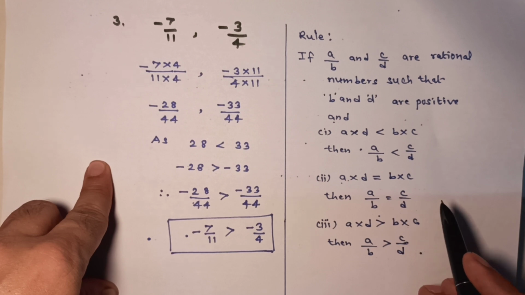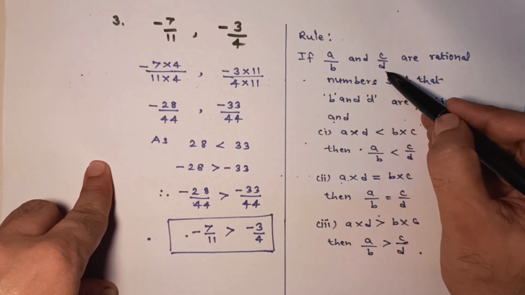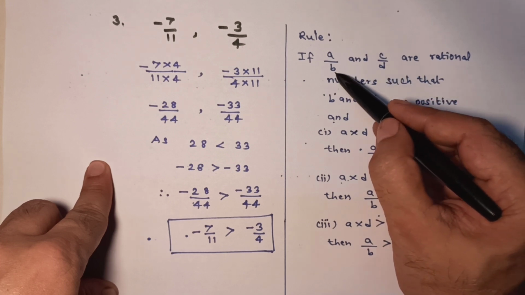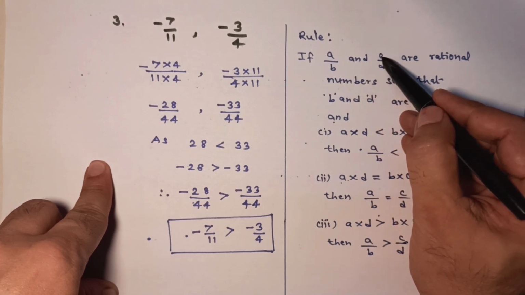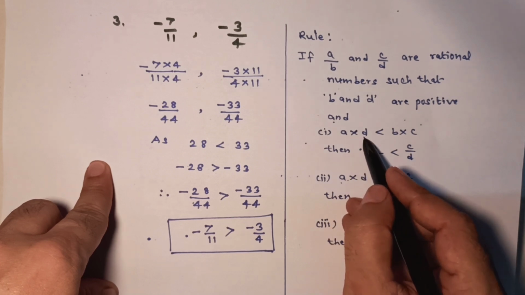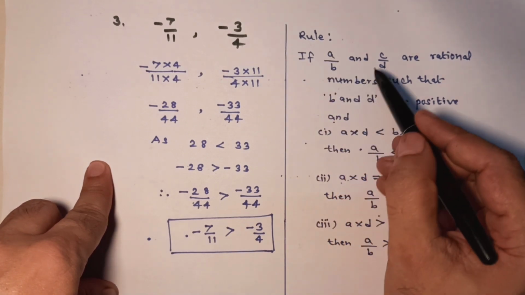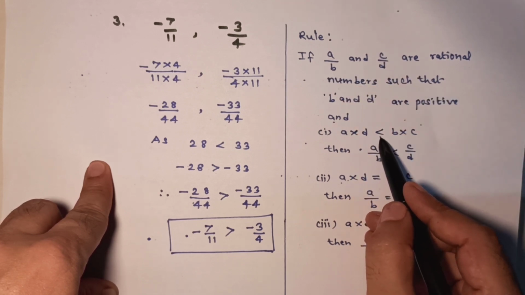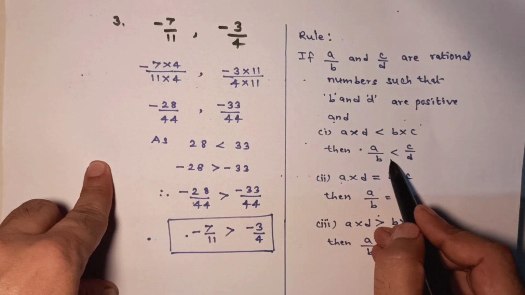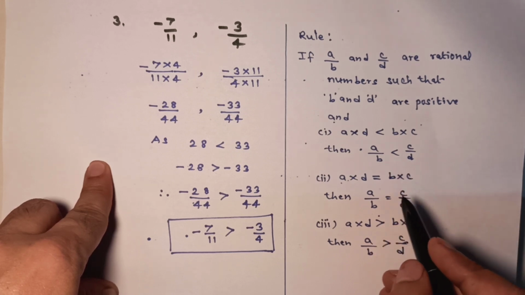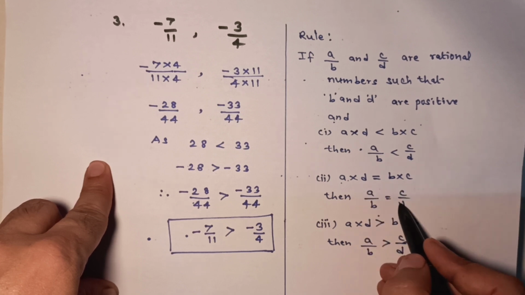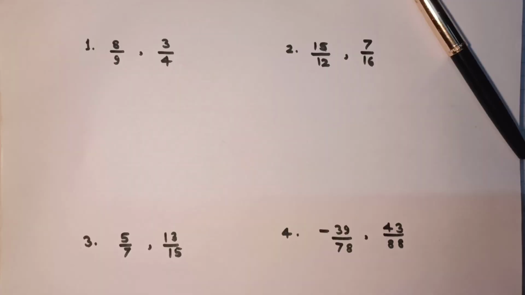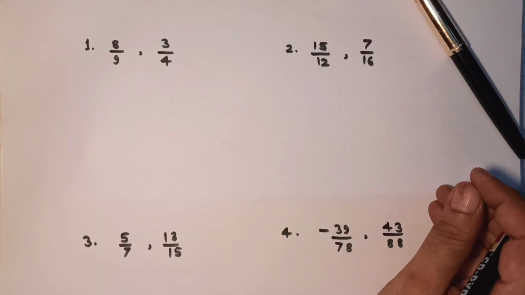So you have to just cross multiply A and D. You have to find out the product. Same way you have to multiply B and C, and find out the product. Then compare the product AD with the second product. If it is smaller, then your first number will be smaller than the second number. If both are equal, then both numbers will be equal. And if the first product is greater, then the first number is greater. You can use the given rule and find out which number is smaller or which number is bigger.